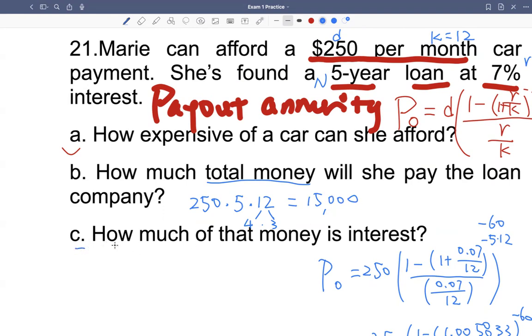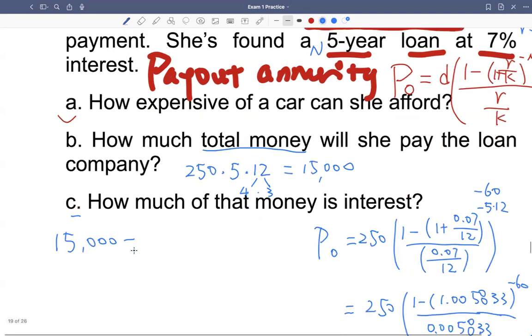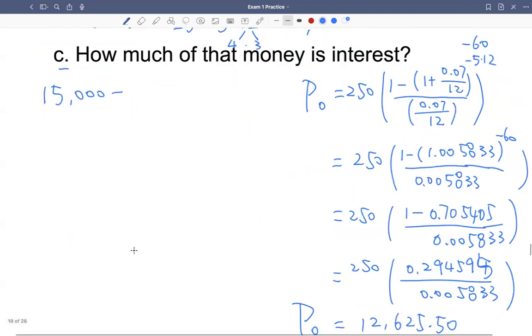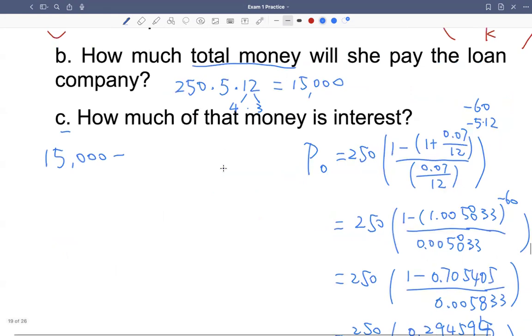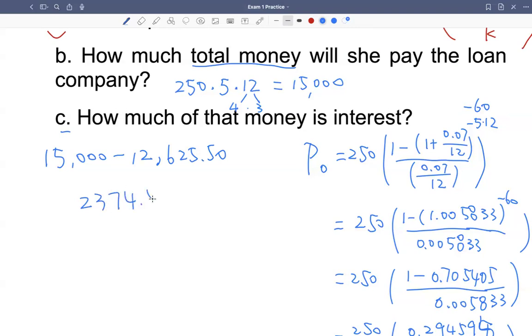Part C is asking how much of that money is interest. So we're going to use the total amount of money, which is 15,000, and subtract the loan. The loan is 12,625.50. Subtract those two numbers to get the interest. So the interest is $2,374.50.